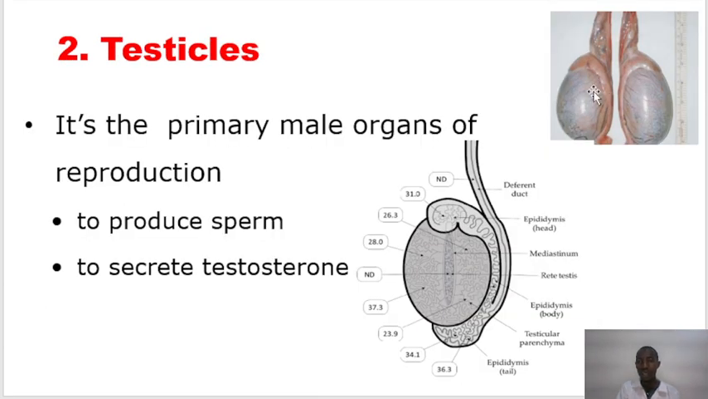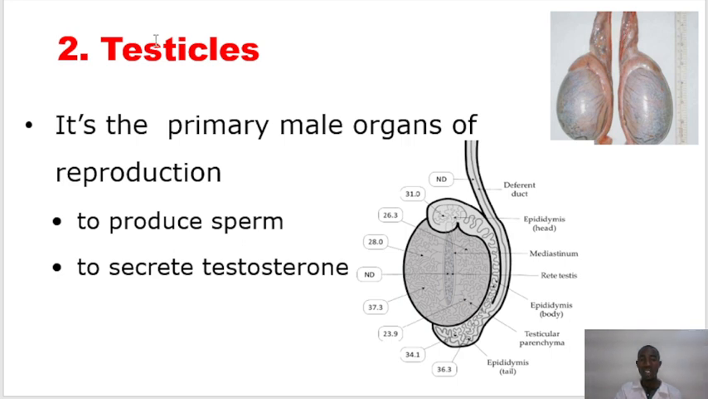We have the testes, like you can see here. The testes contain the Sertoli cells and then the Leydig cells. For example, the follicle-stimulating hormone will lead to the production of luteinizing hormone, and this luteinizing hormone will now act on the Leydig cells, and these Leydig cells will produce testosterone, and this testosterone promotes spermatogenesis. The follicle-stimulating hormone will act on the Sertoli cells, and this will promote spermatogenesis.